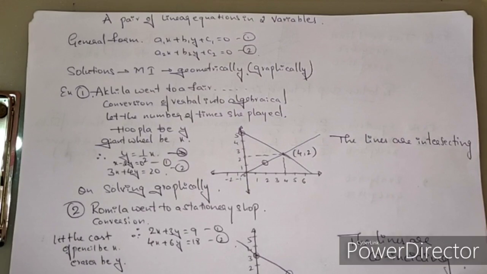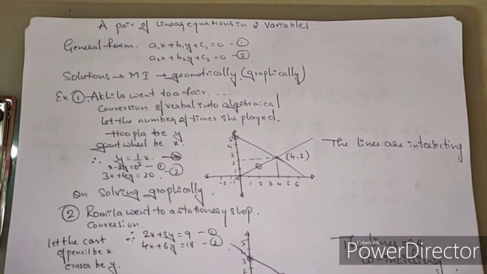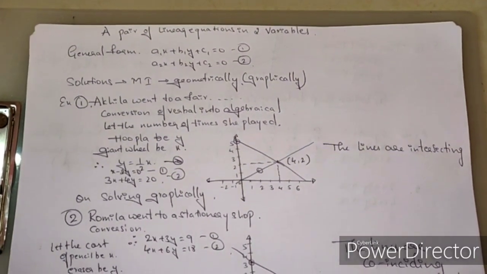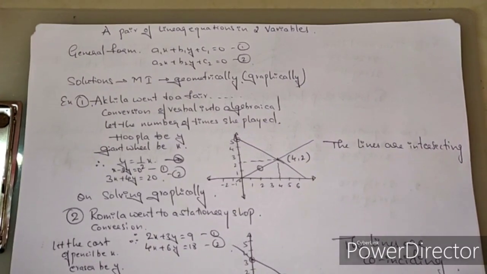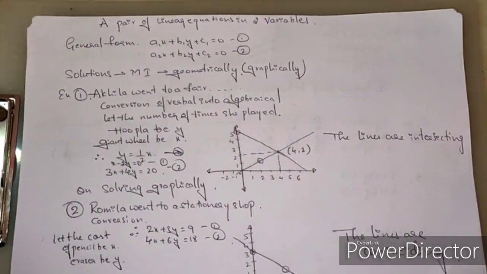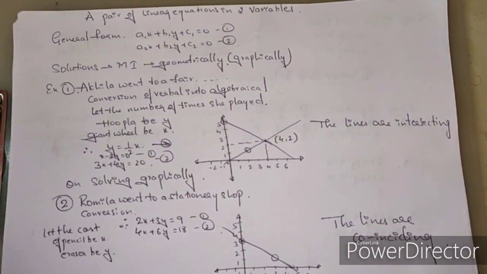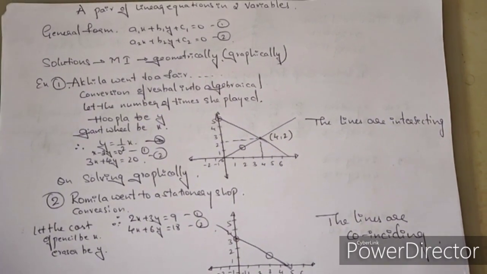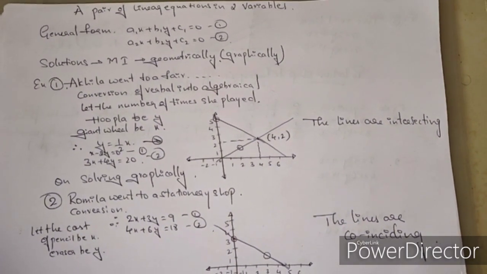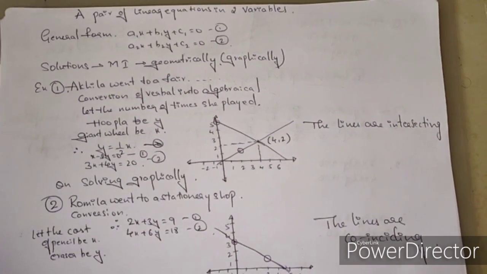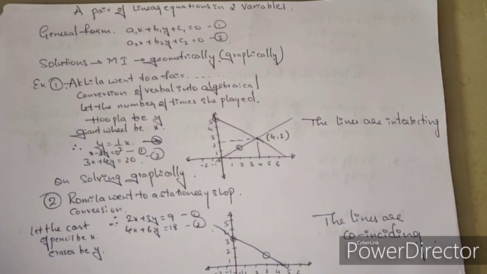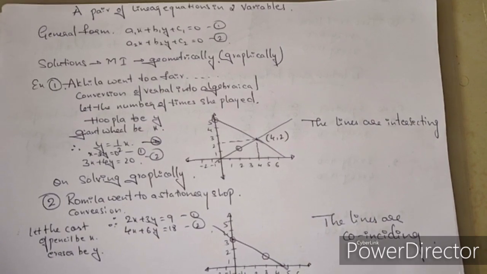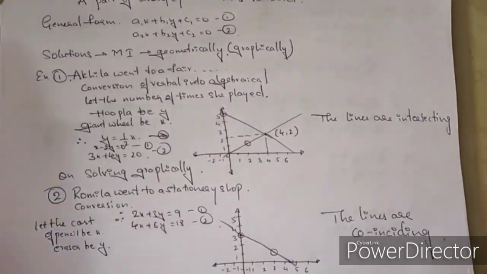Akila went to a fair in her village. She wanted to enjoy rides on a giant wheel and play hoopla. Hoopla is a game in which you throw a ring on the item kept in a stall, and if the ring covers an object completely, you get that. So this was the situation given, and let us see the next situation. The number of times she played hoopla is half the number of rides she had on the giant wheel. If each ride costs rupees 3 and a game of hoopla costs rupees 4, how would you find out the number of rides she had and how many times she played hoopla, provided she spent rupees 20 on it?